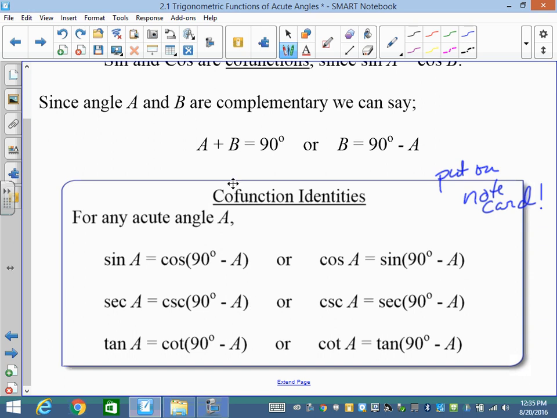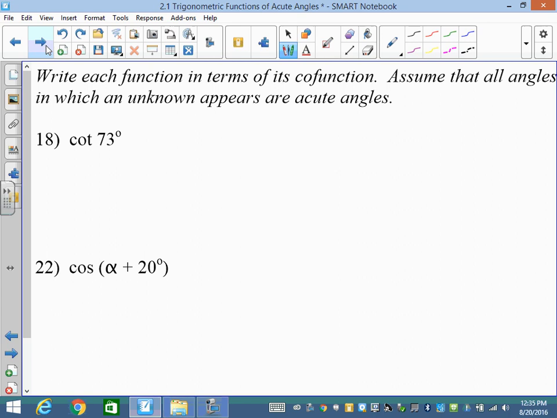If you can remember the co part, that everybody has to have a co, and in this case it is sine and cosine, secant and cosecant, tangent and cotangent. This is the only time this happens. Please do not confuse this later when you're doing sine and cosine and you're going, oh, cosine and cosine. They're not, no.